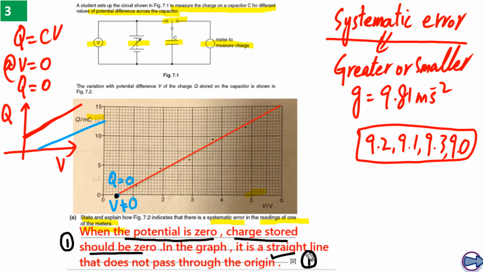If you write this point, you will get the second mark. So this is how we can answer. I hope it is quite clear to you. Let's move on to part B now.